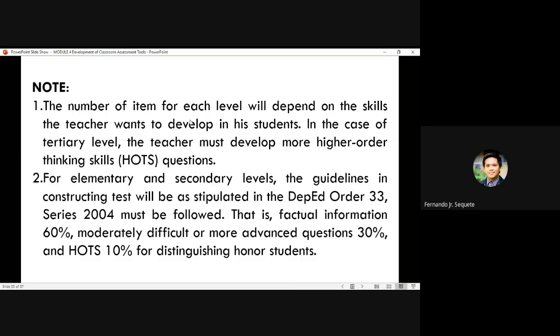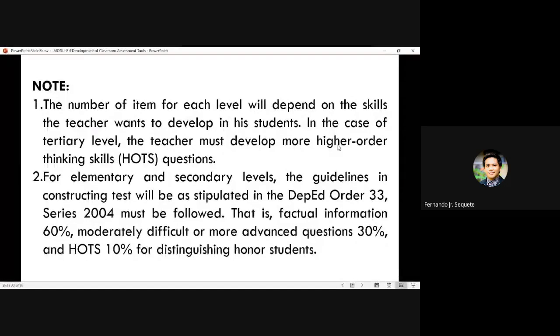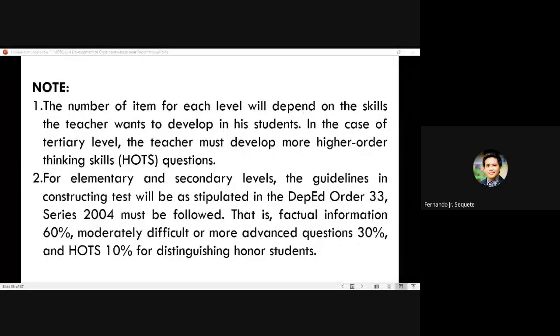For number two, for elementary and secondary levels, the guidelines in constructing tests as stipulated in DepEd Order 33 series of 2004 must be followed. So DepEd has provisions as to the distribution of their questions. I do not know if this is the updated one, but I will be checking, because the scorability and scoring procedure of DepEd is different now because of the K to 12 program. I do not know if this is still part of their implementation.